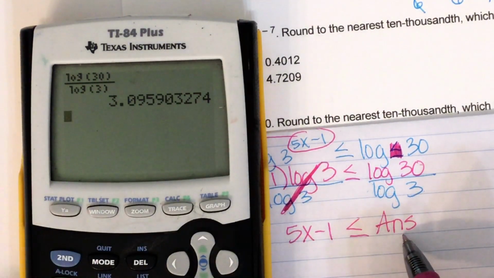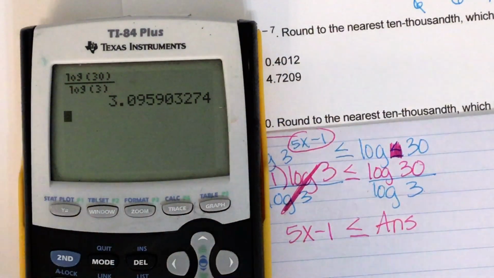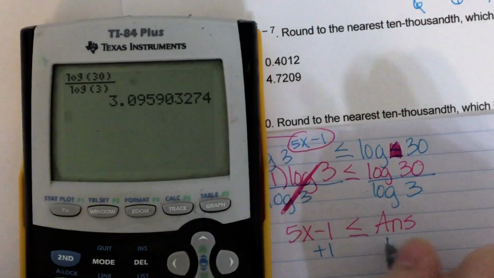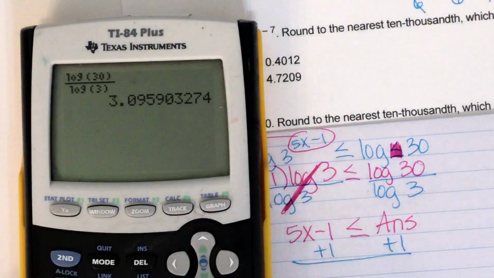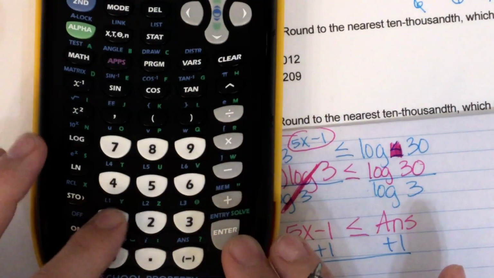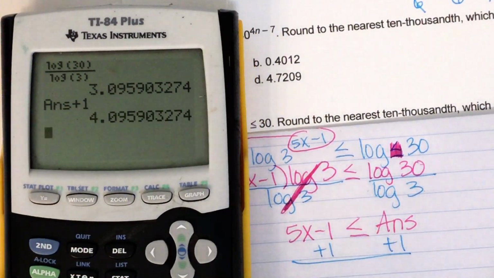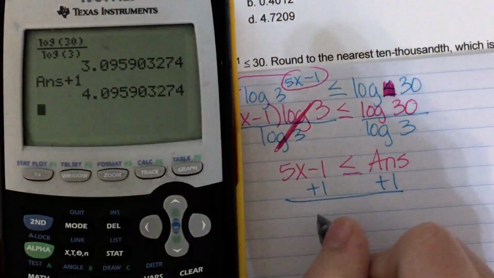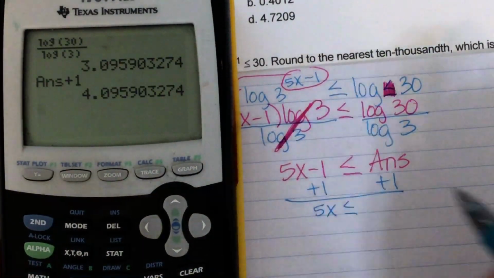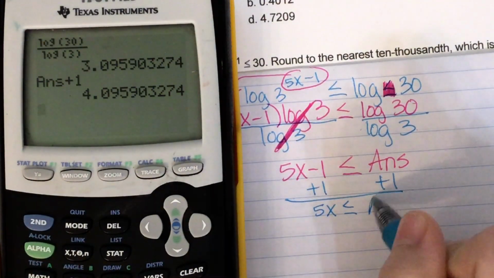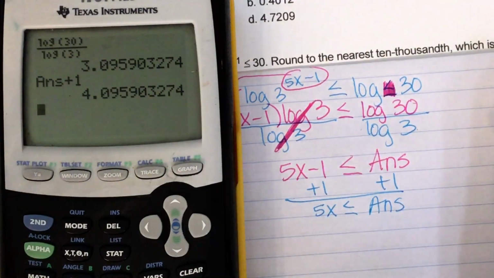What would be the next thing you would do to solve for x? You would add 1 to both sides. Okay, so let's do that. Let's just go plus 1. So in my calculator, I'm just going to go plus 1. And it adds 1 to the last thing I had in there. Okay, so then my 5x is going to drop down. My symbol's going to drop down. And I'm not going to write that answer either. I'm just going to put A and S for I've got this answer.